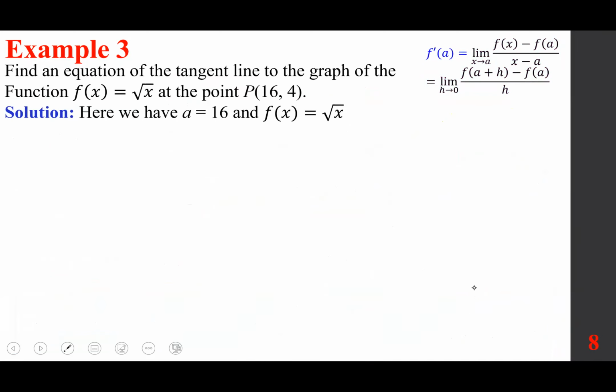Let's find the equation of a tangent line for this curve. f of x is square root of x, and the pair is given as 16 comma 4. And again, I want to make sure we understand that they don't have to give us both x and y. If they give us x, that's good enough. Just in case.